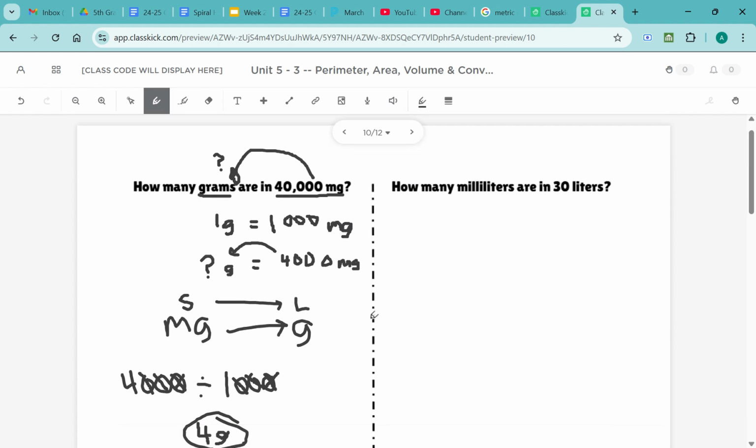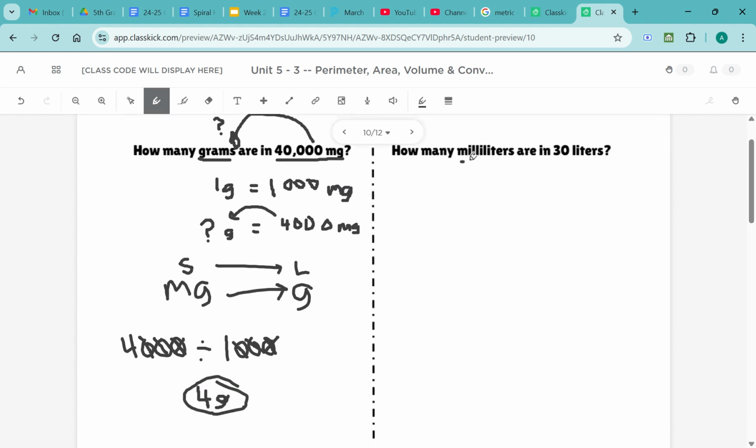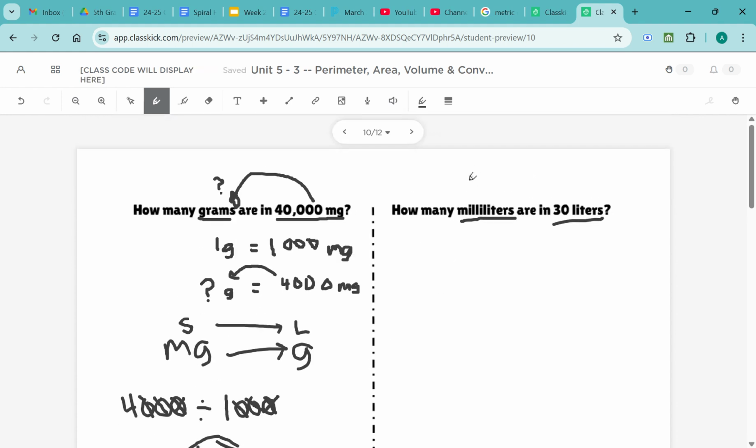Okay, let's try again. All right, how many milliliters are in 30 liters? So I don't know how many milliliters, but I know I have 30 liters. So I'm going to be turning liters to milliliters. So I'm going to go to my conversion, and I see that 1,000 milliliters equals 1 liter. Okay, now my problem says I have 30 liters. I don't know how many milliliters I have.